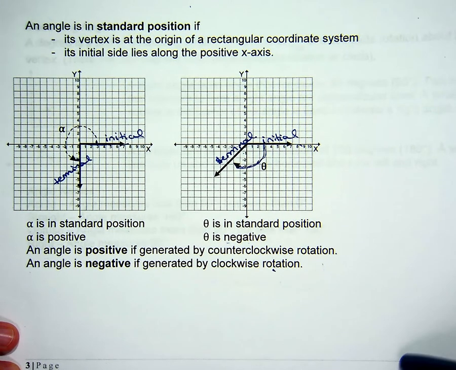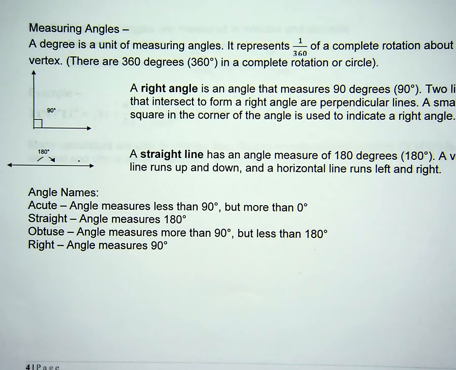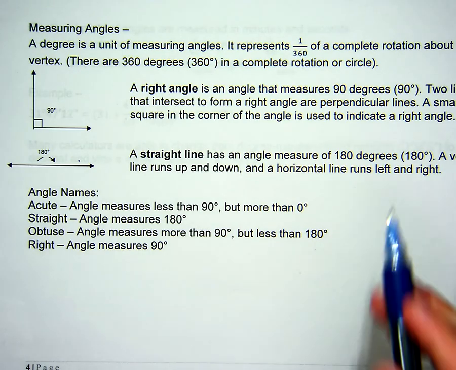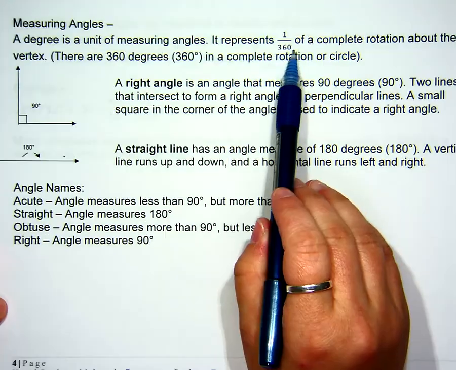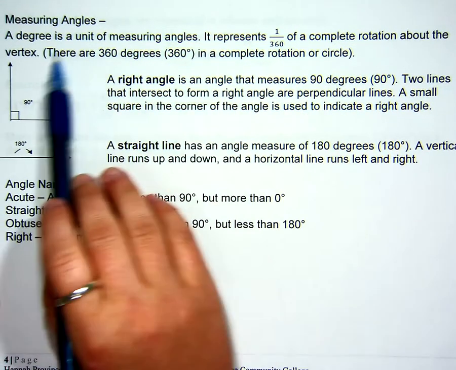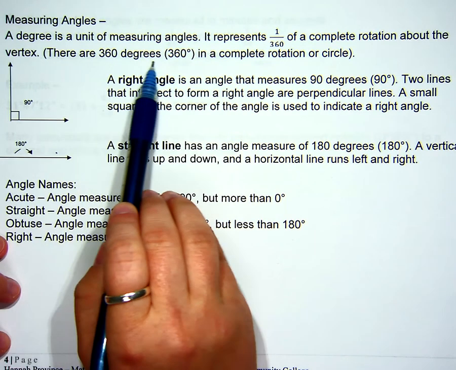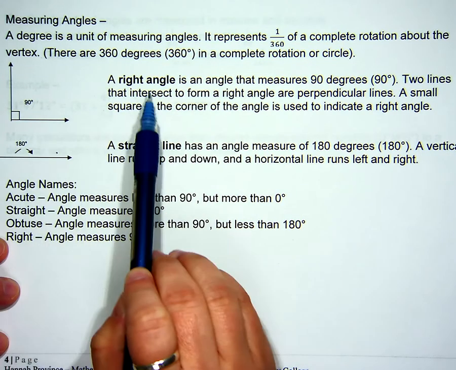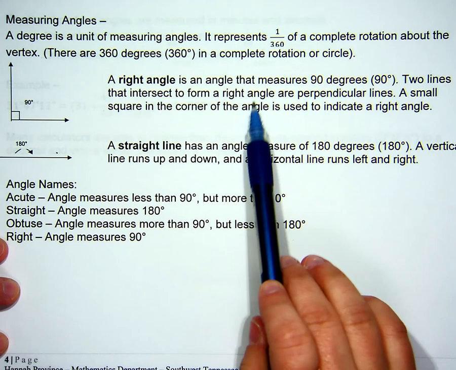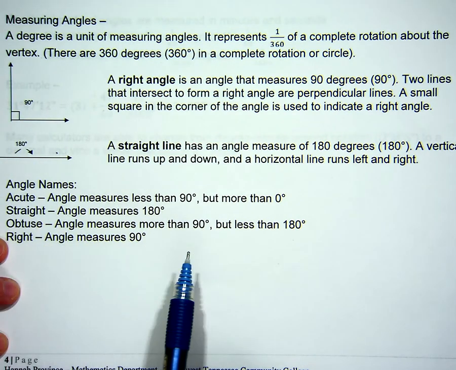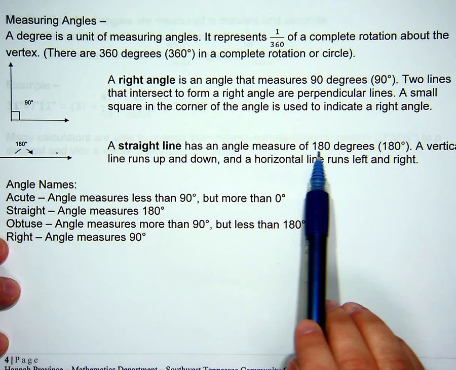Okay, let's talk more about measuring an angle. A degree: we know that there are 360 degrees in a circle. 1 degree would be 1/360th of a complete rotation about the vertex. Again, there are 360 degrees in a complete rotation of the circle. A right angle is an angle that measures 90 degrees. Right angles are shown in pictures with little squares in the corner. A straight angle has 180 degrees.